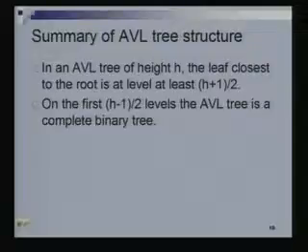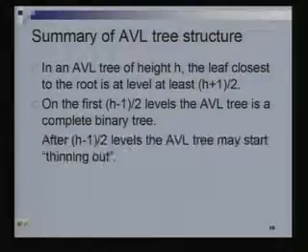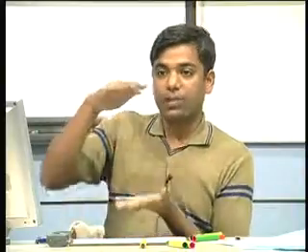We also saw that on the first (h minus 1) by 2 levels, the AVL tree is a complete binary tree. So this is what an AVL tree looks like essentially. For the first half of the levels, it's complete, very dense. And then it starts thinning out. If you turn the tree around, with the root at the bottom, initially it's dense and then it thins out to the full height. But the fact that it is very dense for the first h by 2 levels means that it has a lot of nodes. It's a complete binary tree, so it has 2 to the h by 2 nodes straight away.